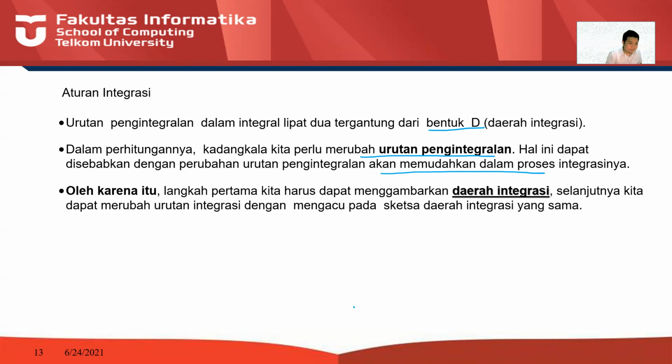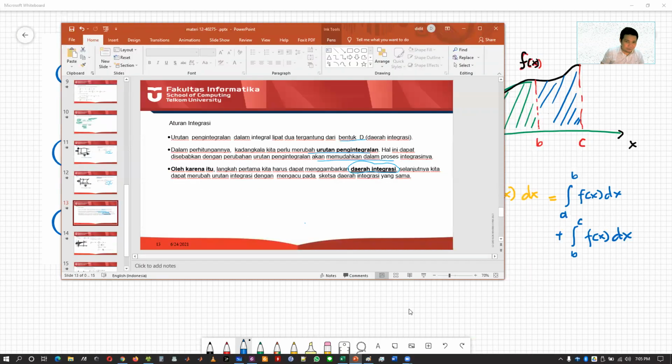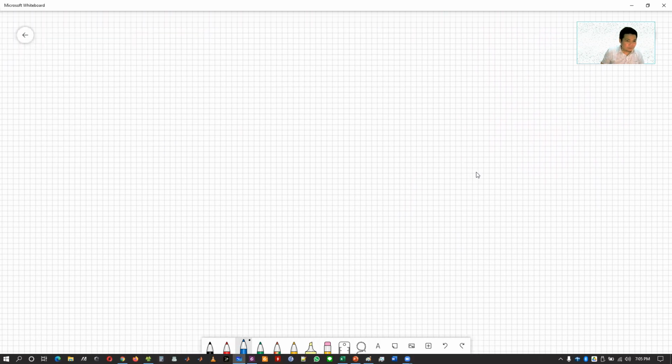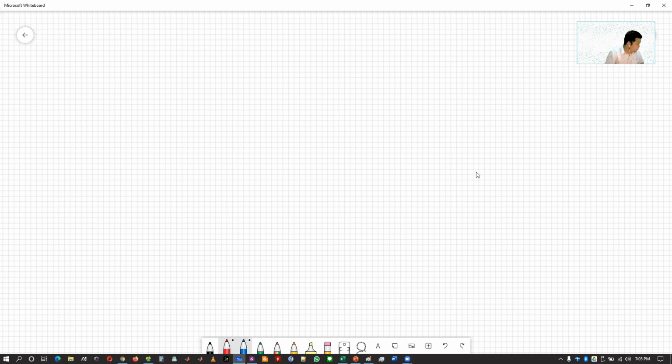So point number 3. In the first step, what should we do? We try to draw the graphics, to draw the area of the integration itself, to make it easier for us to calculate, either integrating in x first or in y. And then we will see. So we will try to do some examples on the whiteboard here.